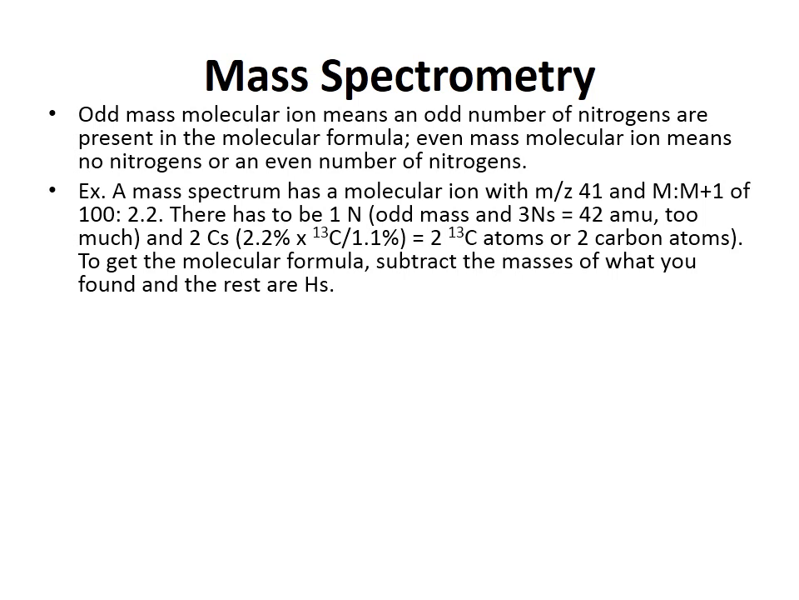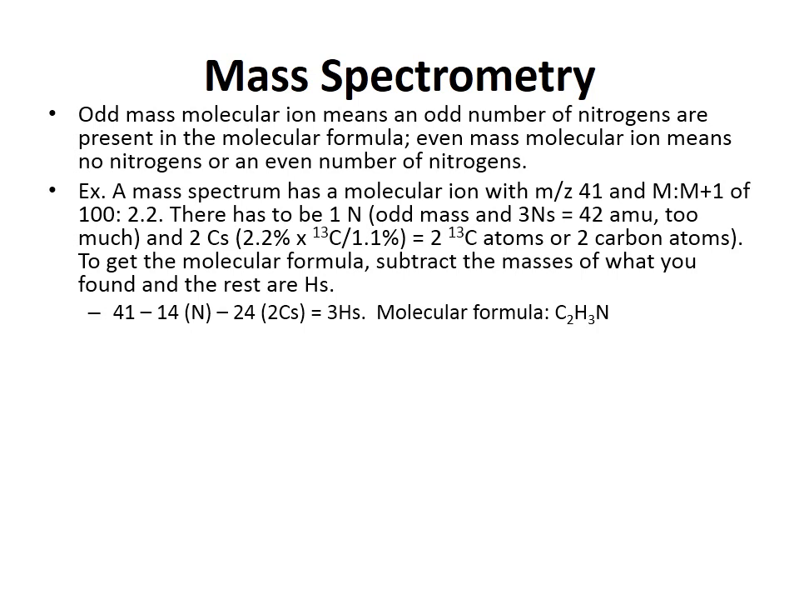To get the molecular formula, subtract the masses of what you found, and the rest are hydrogens. So we have 41 minus 14 for the nitrogen, minus 24 for the 2 carbons, equals 3 remaining hydrogens. The molecular formula is thus C2H3N. We always write, for organic compounds, the molecular formula as the number of carbons, then the number of hydrogens, followed by the rest of the elements in alphabetical order.